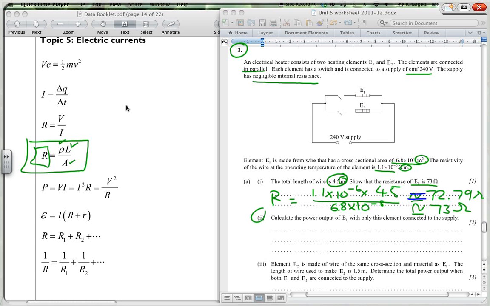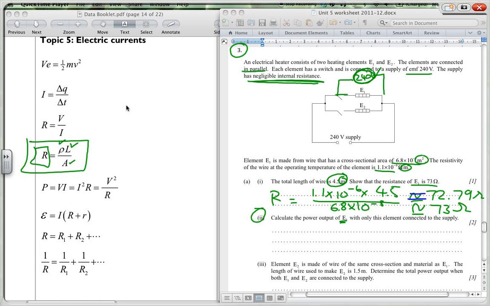Okay, so going on to 2, calculate the power output of E1 with only this element connected to the supply. So here we have closed E1. We therefore are going to have a potential difference across E1 also of 240 volts because there is negligible internal resistance. So all the energy that is going to be lost is going to be there.